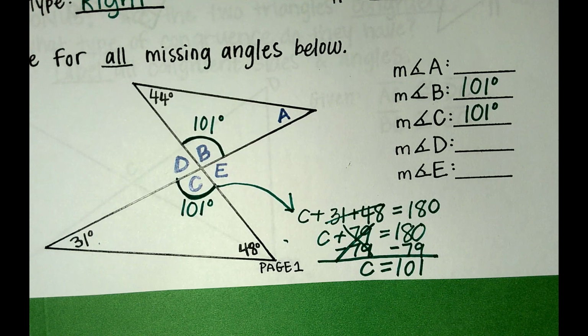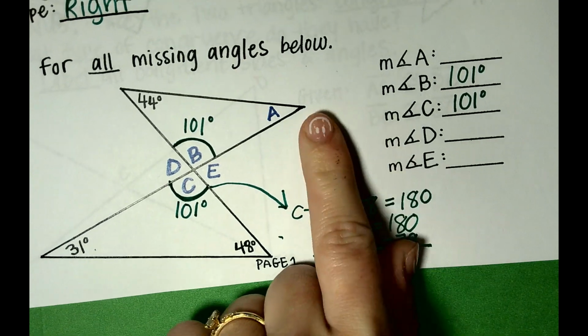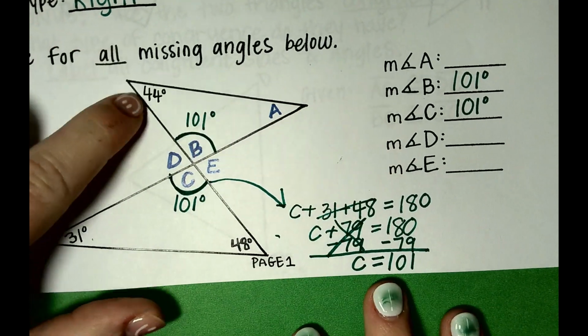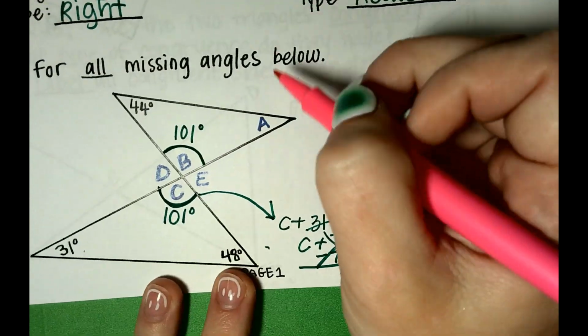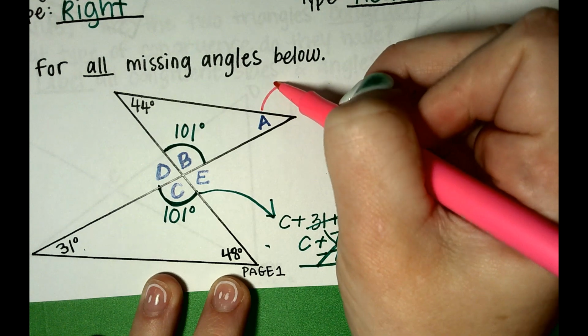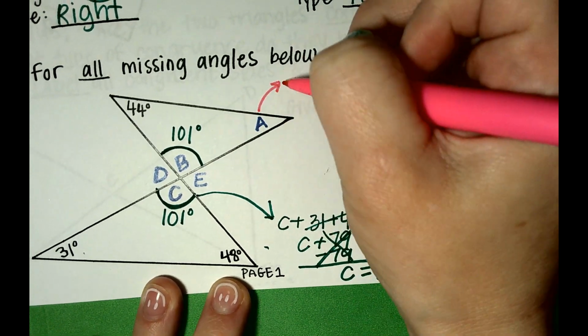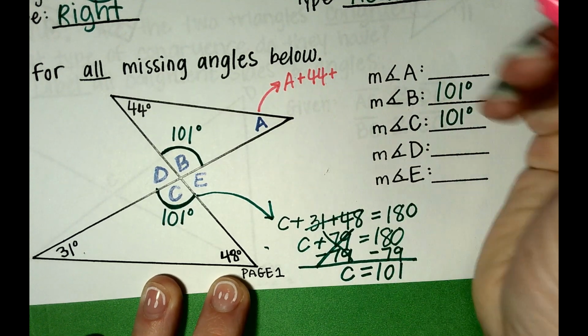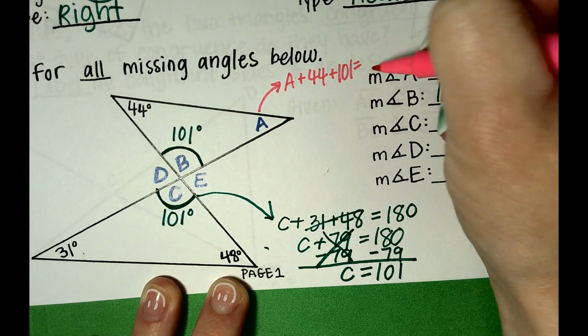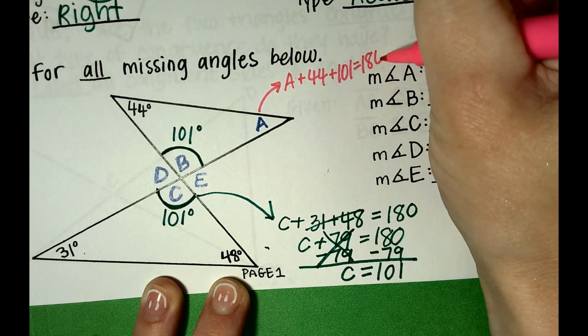To solve for E, you would do 48 and 44, right? Let's see. To solve for which one? Oh, 44 and 101 to solve for A. Yes. So now we could solve for angle A because I have 44, 101, and a missing angle. So let's solve for A. What equation could I write? A plus 44 plus 101 equals 180. Good.